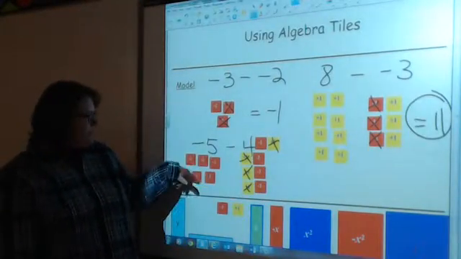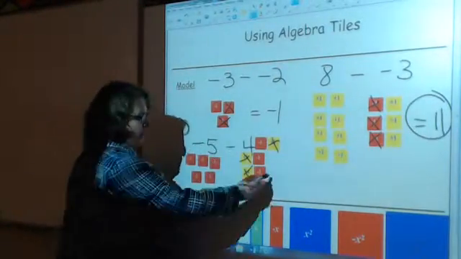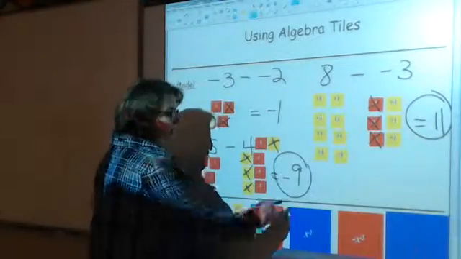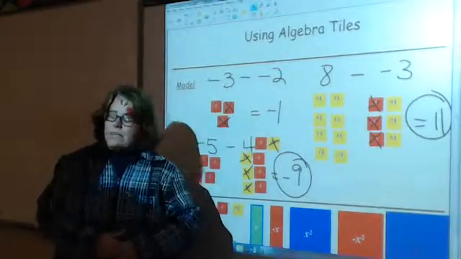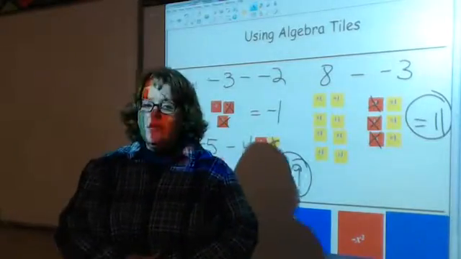And what am I left with? 5 and 4 is a negative 9. I'm left with a negative 9. That's how you do subtracting integers using algebra tiles.